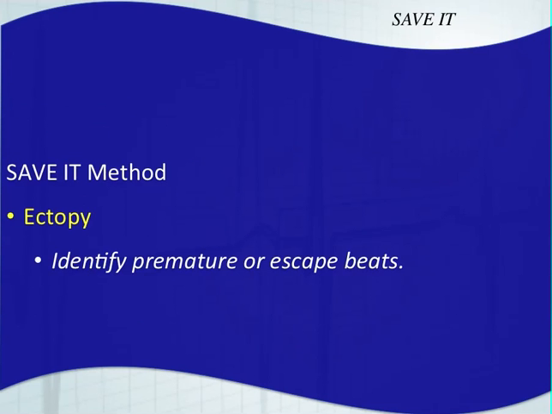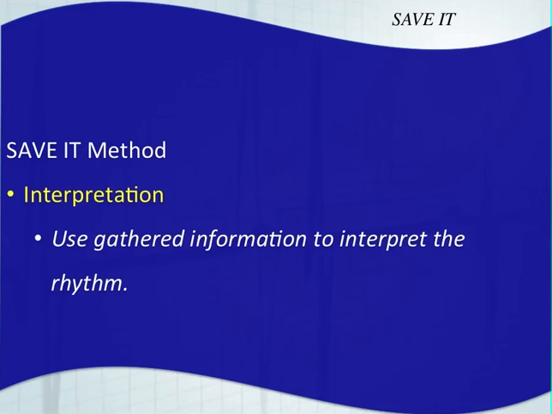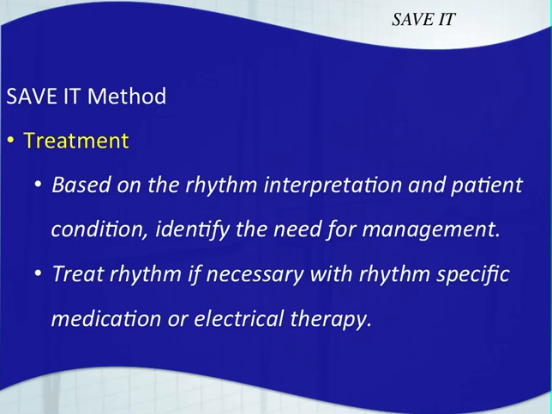Remember, E stands for ectopy, so after we've identified all of that, we're going to look for all the extra stuff, all the extra beats. Is there a premature or an escape beat present? And you're going to learn what those are in a later chapter. Finally, you're going to use all the information that you've gathered together, and you're going to interpret the rhythm. Once you've interpreted the rhythm, that's when you can start deciding on treatment. If this patient requires treatment based on the arrhythmia, we have treatments that are specific for those arrhythmias. So it may be a medication or it may be electrical therapy, and we're going to use our interpretation to identify the appropriate treatment, along with the patient condition, of course.